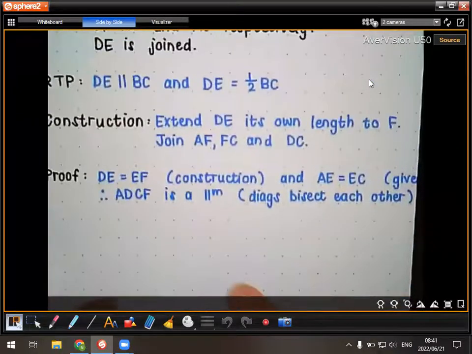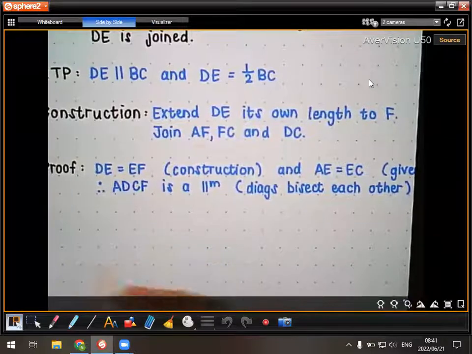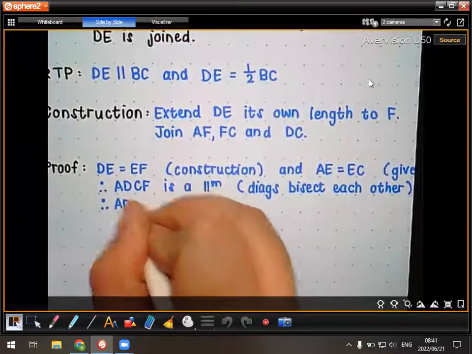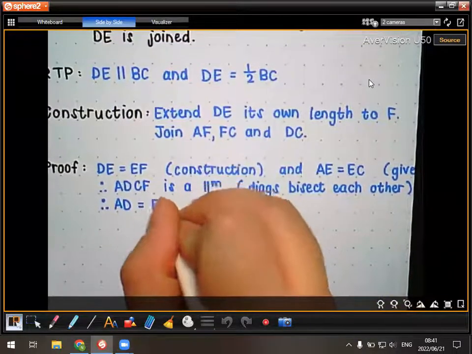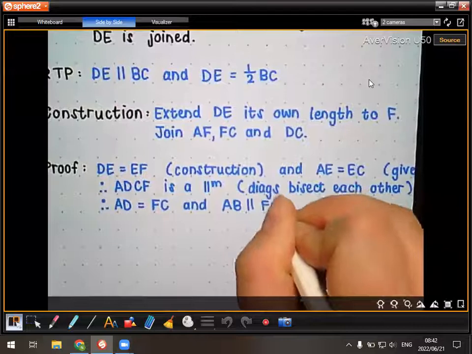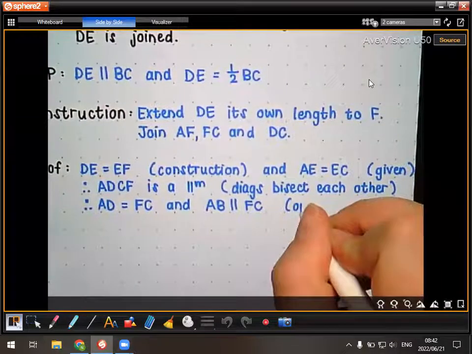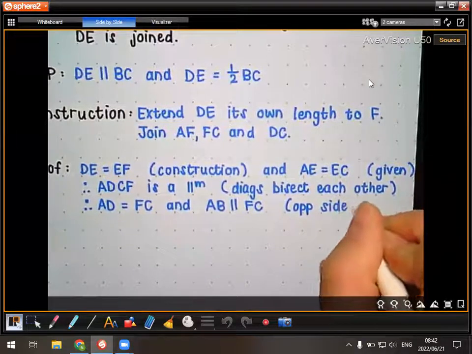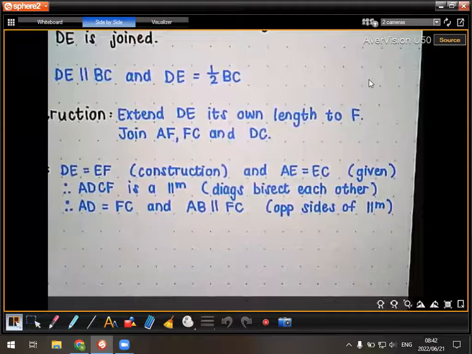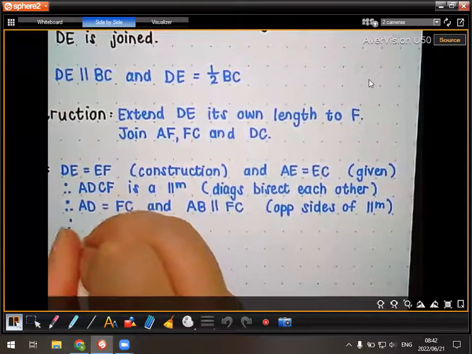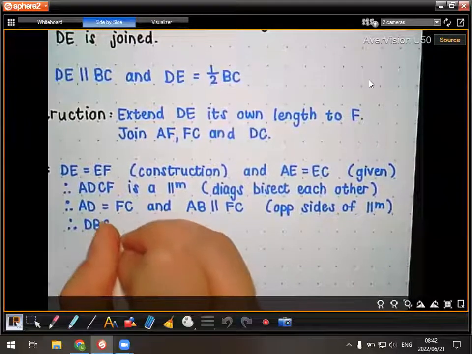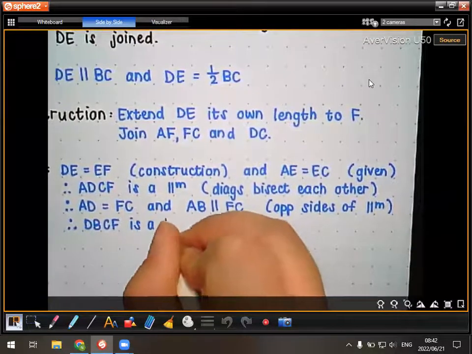So let's just quickly write that down before we lose our train of thought. Okay, so now we're going to say, what did we say? We said that this is a parallelogram. So therefore, AD is equal to FC or CF, and AB is parallel to FC. The reason for that is opposite sides of parallelogram. So therefore, that bottom shape, which is DBCF, is a parallelogram.